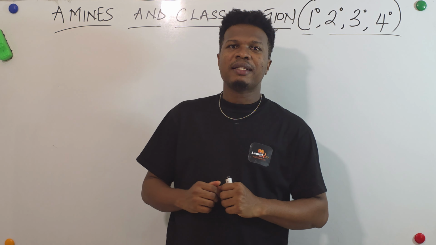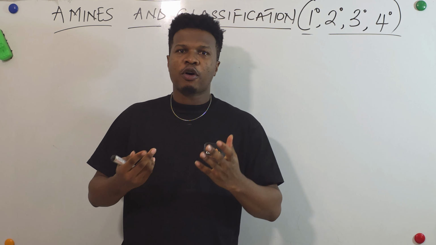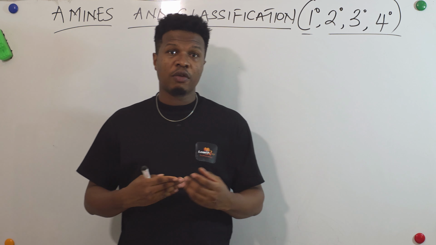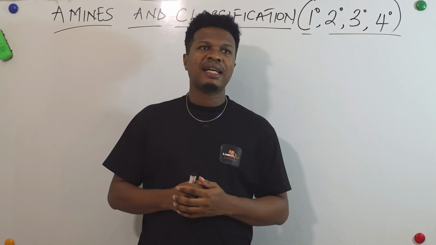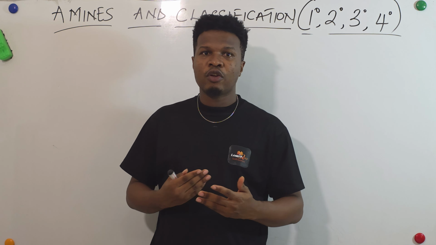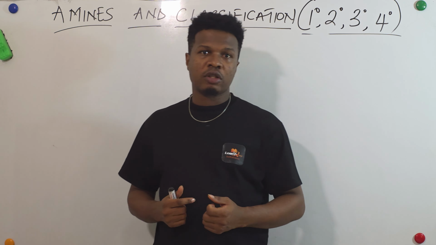So today we'll be talking about amines and their classification. First of all, we know that an amine is a functional group. It's one of the functional groups that we know. And these amines you can see in plants, and they are also used as dyes, and in drugs and all that.